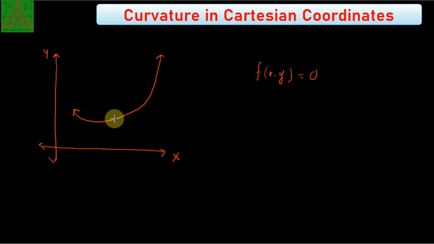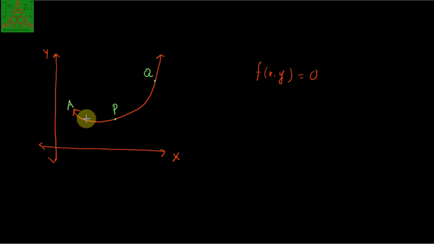There is a point P on this curve, and Q is the neighboring point of P. AP is the arc, and the length of this arc is S. Then PQ is the arc, which I can say is delta S.